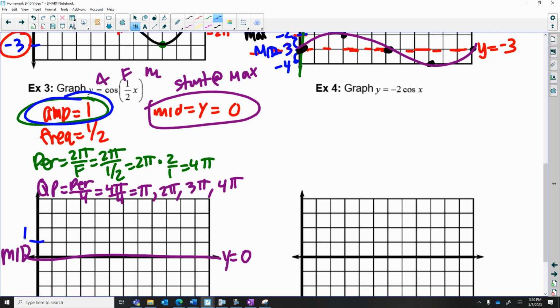Up 1 and down 1. So it's going to be alternating between the midline of 0, the maximum of 1, and the minimum of -1. Now let's put in our quarter points.